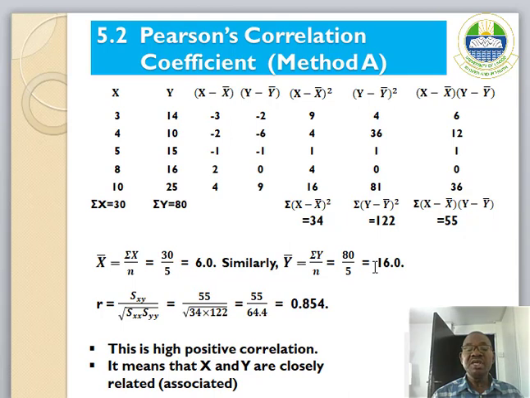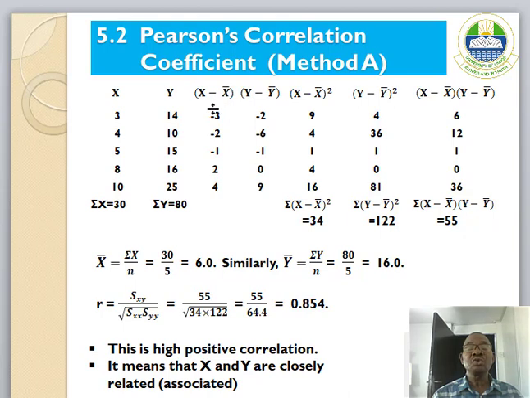Then with the mean of y, you come to y. 14 minus 16, that's how we got minus 2. 10 minus 16 is minus 6. When you square all these, those are the values we have here, and their sum is 122.